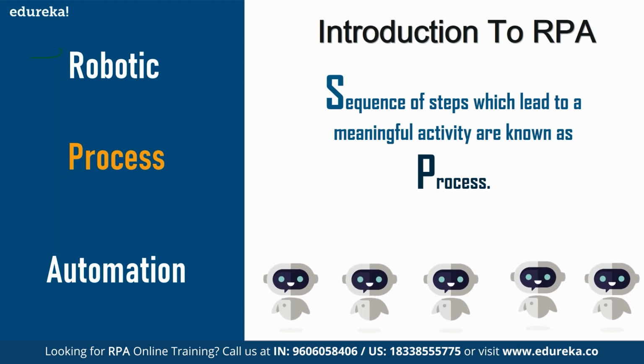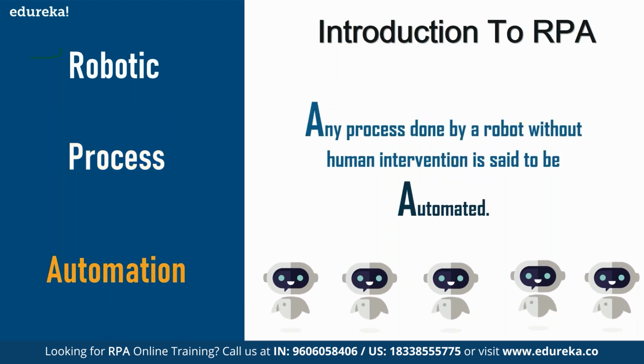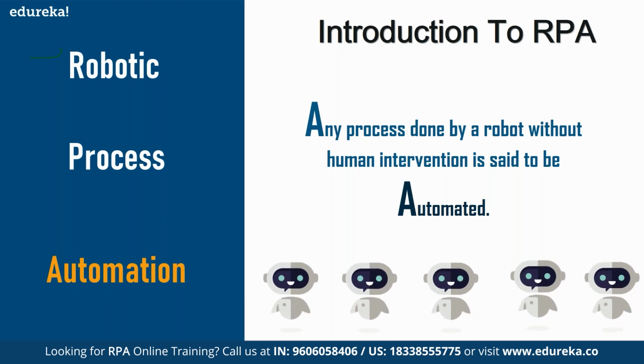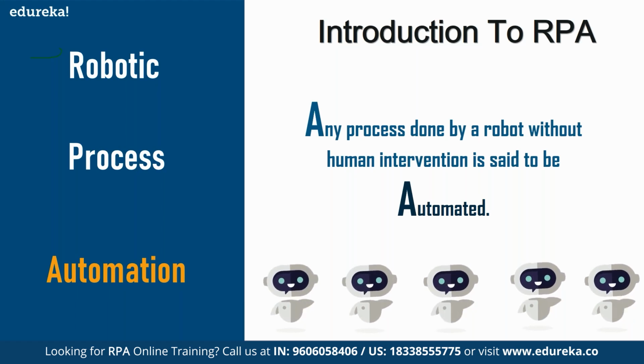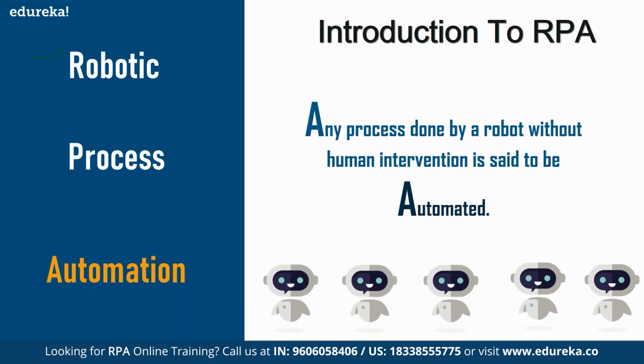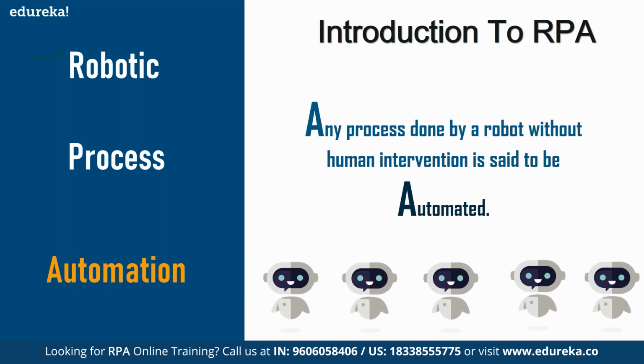And next, what is automation? Automation, simple: without human intervention. If you are achieving that process, it is automation. Whatever you are doing to achieve something, if someone else who is not a human does it instead of you, it is called automation. Any process done by a robot without human intervention is said to be automated.